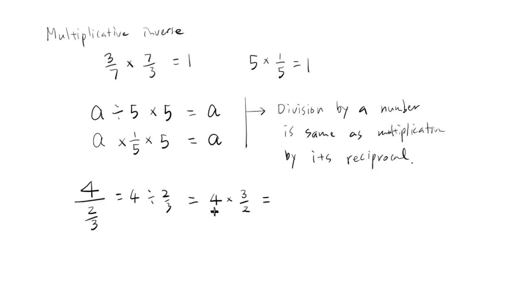And how do you multiply an integer by a fraction? You write it as 4 over 1 times 3 over 2. First write the integer as a fraction, then again it's top to top, bottom to bottom. So 4 times 3 is 12, 1 times 2 is 2, 12 divided by 2 is 6. So that's the answer.